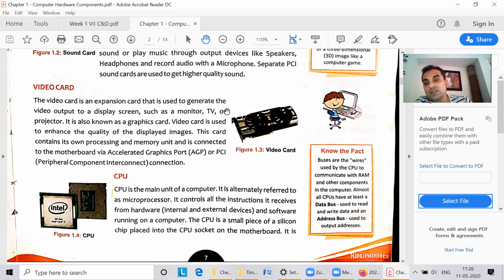Now what does a port mean? You can see here I connect the charger. This is a port where you connect your pen drive to the computer, that is called a port. So where you connect the charging plug of the laptop, that is called a port.